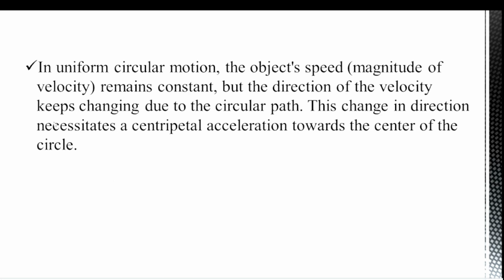In a uniform circular motion, the object's speed, known as the magnitude or size, remains constant, the same, but the direction of the velocity keeps changing due to the circular path. This change in direction yields a centripetal acceleration towards the center of the circle. Great.